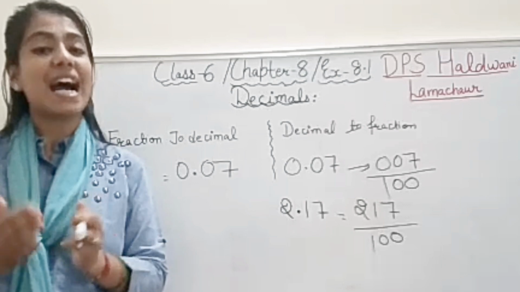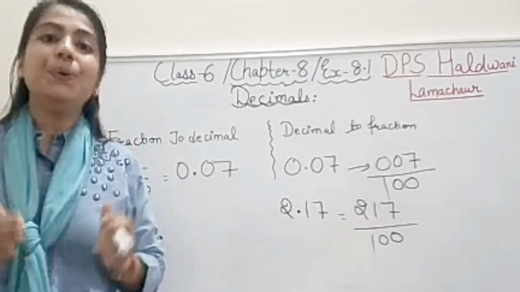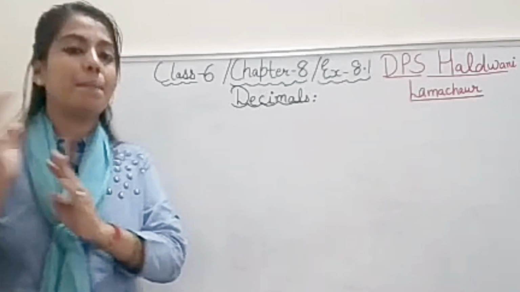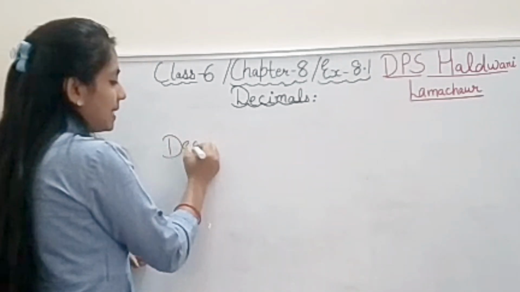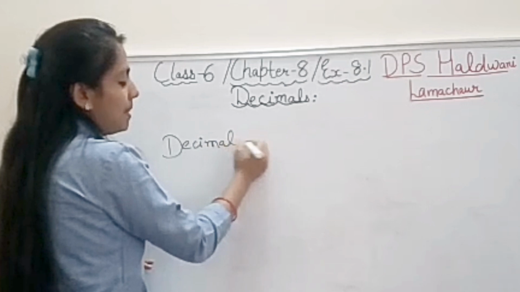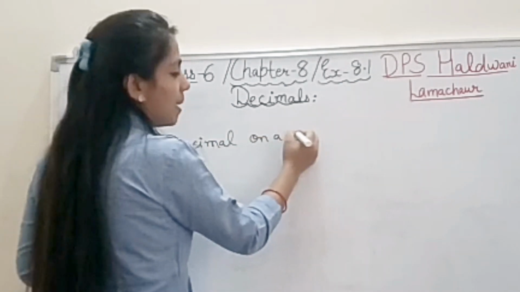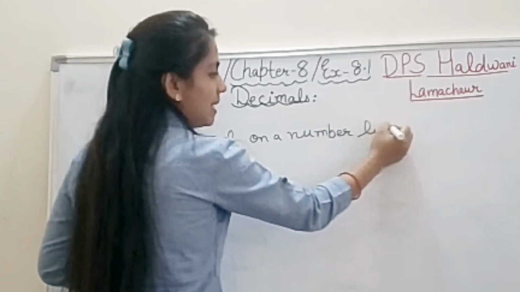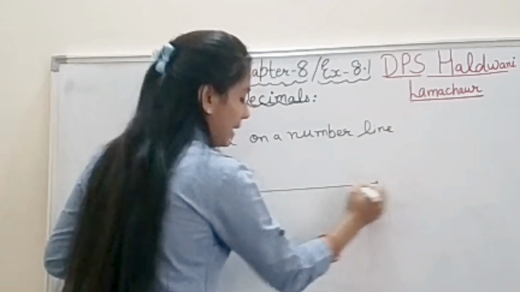Now this is your third topic. Now coming to our last topic which we do in this exercise. The topic is decimal on a number line. Means a decimal number on a number line. Students, everybody knows the number line? Yes, we have a number line.